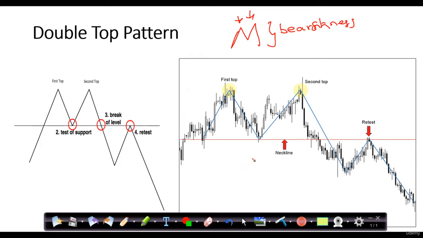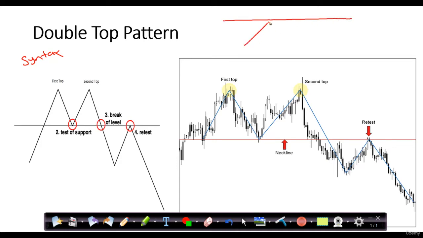Whenever we see this type of pattern, it represents selling in the market. Moreover, we can see the double top pattern at the top level, or at the resistance level, just like this one. Whenever we see the double top pattern plus rejection from the resistance level, then it's a confirmed trade. We can trade with the confirmation.